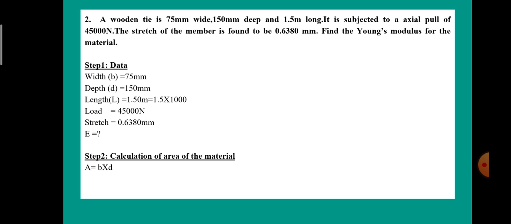Why? Because I have applied the load along the length. If I am going to apply the load along the length, then apart from the dimension along which the load is applied, I need to take the other two dimensions. So here, therefore, I am going to take B into D as the area of the material.